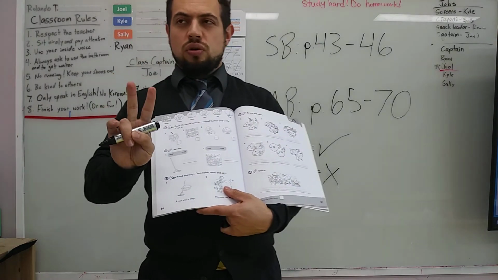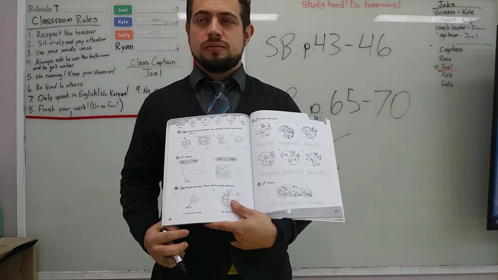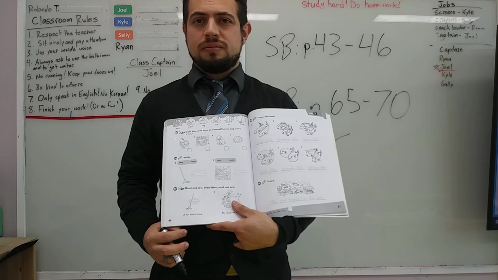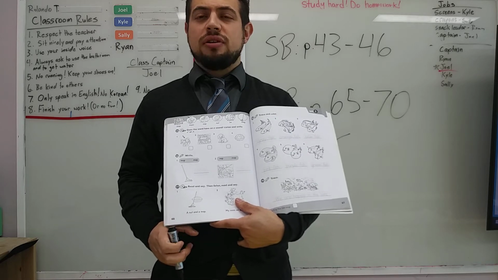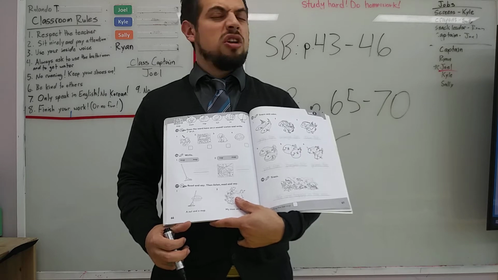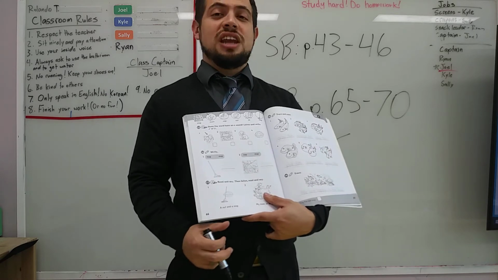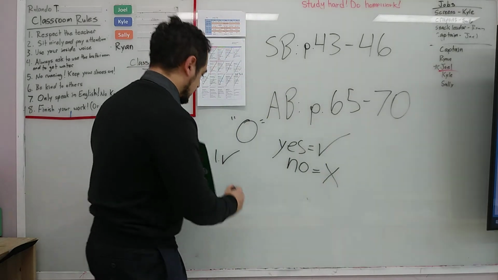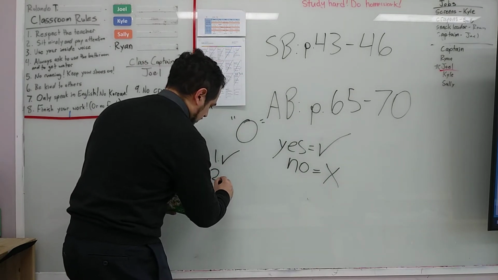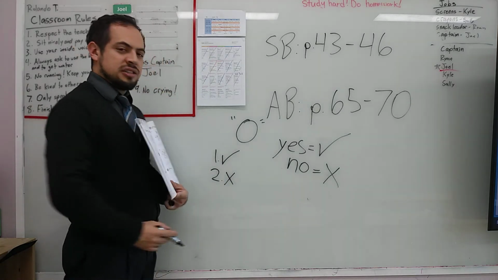Let's try number 2. Map. Does map have an aw sound? No. Very good. It doesn't. It has an A sound. So number 2 is X.